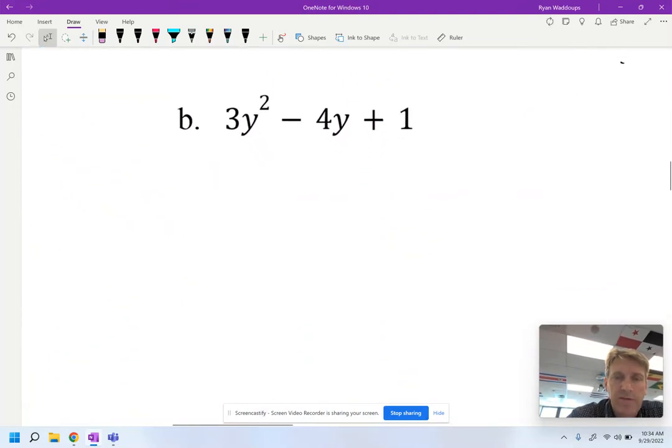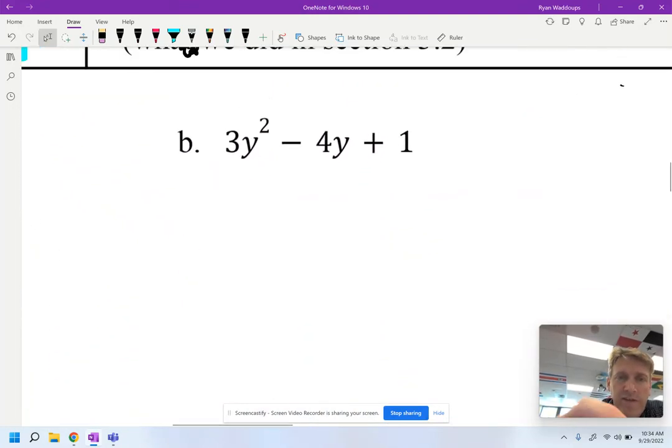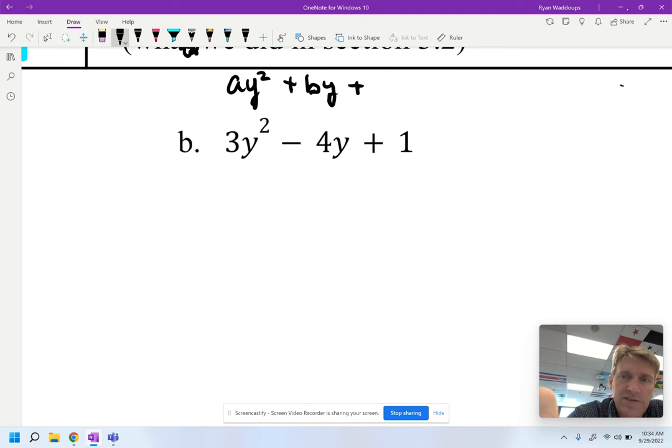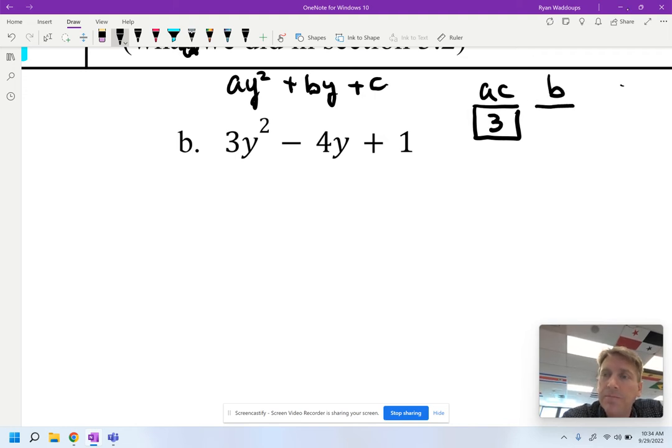It's jumping around, sorry. 3y squared, so I can rewrite this as ay squared plus by plus c, so that we're not using x, we're using y. So a is 3, and c is 1. So ac, or a times c, is 3 times 1, or just 3. And b is negative 4.